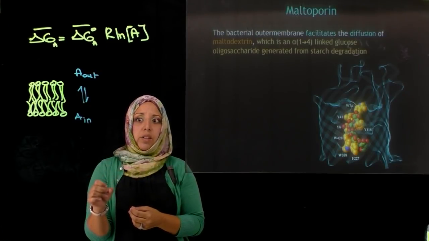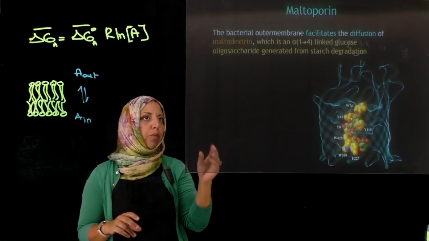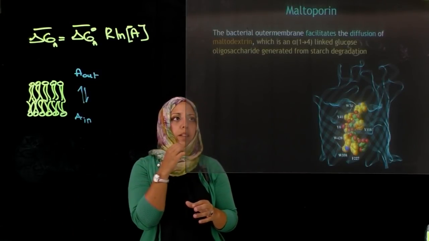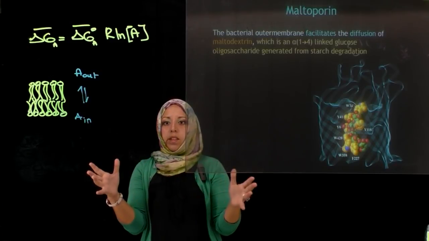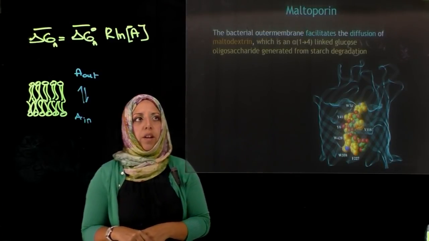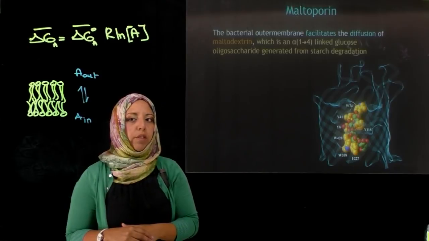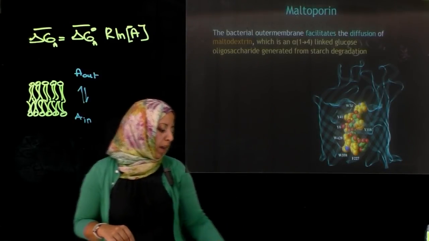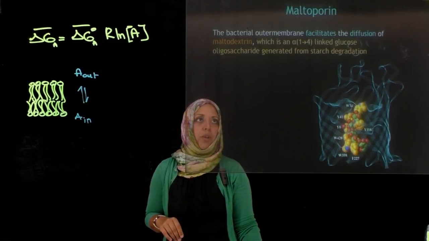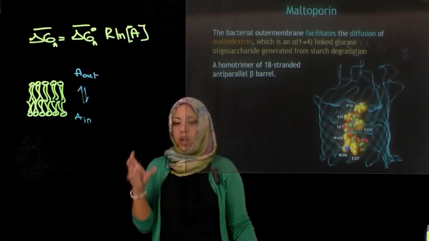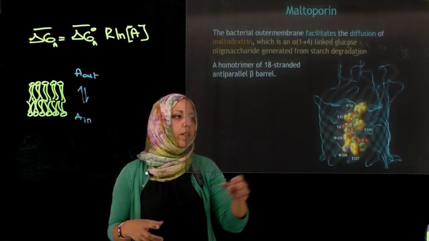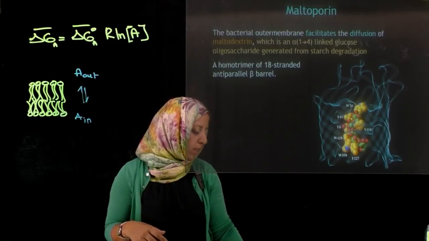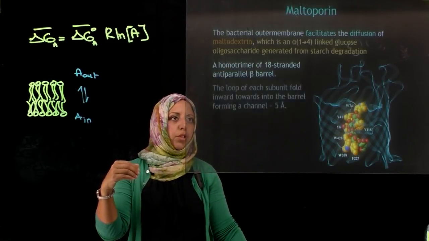It's a bacterial outer membrane protein that facilitates the diffusion of maltodextrins. And maltodextrins are basically glucose molecules that are linked to one another via a 1,4 linkage. They are formed from the degradation of starch. If we take a look at maltoporin, it's a trimer, so it has 3 different subunits. Each subunit has 18 anti-parallel beta sheets that are wrapped around to form this central channel.